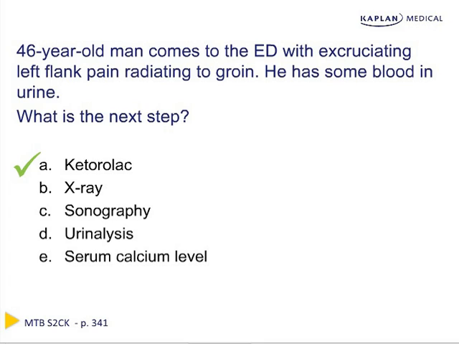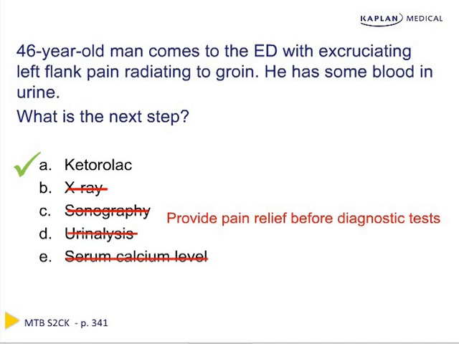Now, ketorolac is an NSAID. It's got the benefit of being available both orally and in IV form. And even though it's not an opiate, it provides a really great level of pain relief on the same level as opiate medications. So now that we know that A is the correct answer, the rest of these answers are wrong for the simple reason that they don't treat the patient. Remember, it's best to provide pain relief in the setting of pretty clear diagnosis of kidney stones before ordering further diagnostic tests.